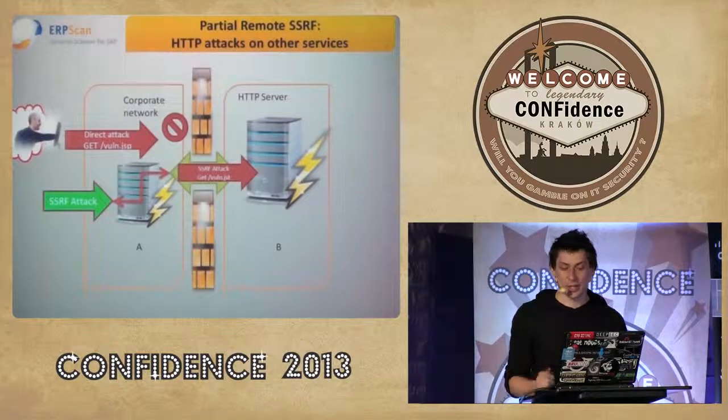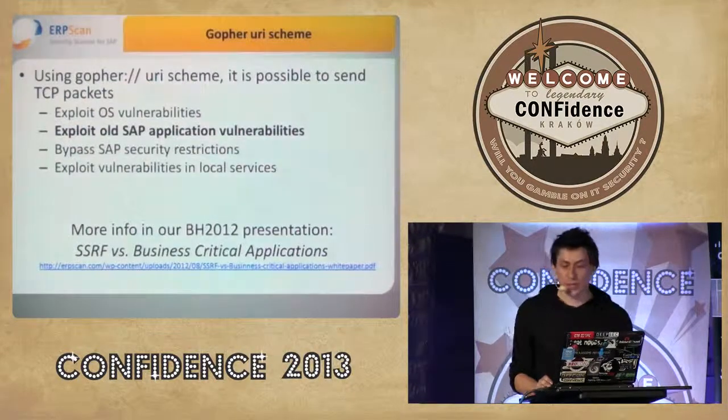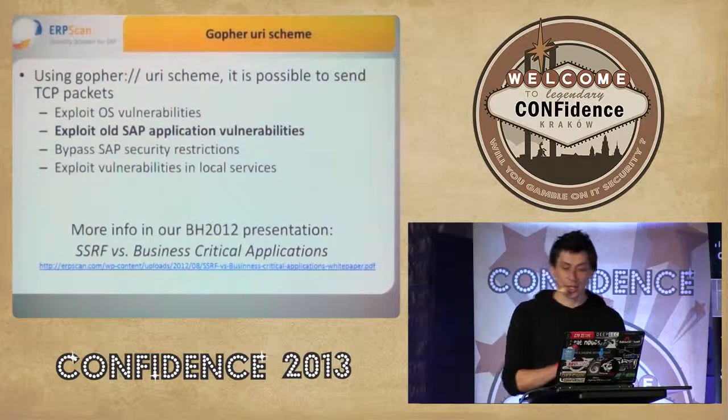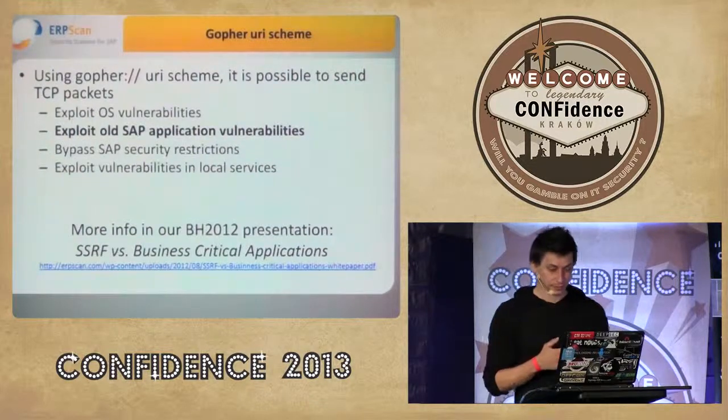We cannot get direct access to the HTTP server on B, but we know that the service on A can do it. So we send a specially configured packet to A, and it executes the request that we need. The best way to do it is to use an XXE vulnerability and specify the gopher URI scheme in it. This way we can send a normal TCP packet.